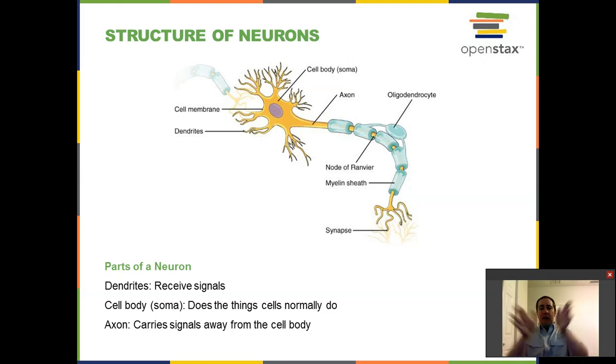Some neurons will split a signal. In that case, there could be one dendrite and then two axons. It's going to split that signal and send it into two different places, just like if you took a wire and split it. Very good question.